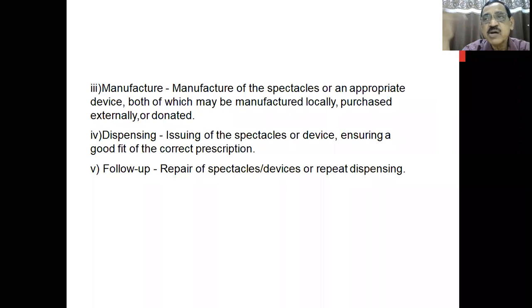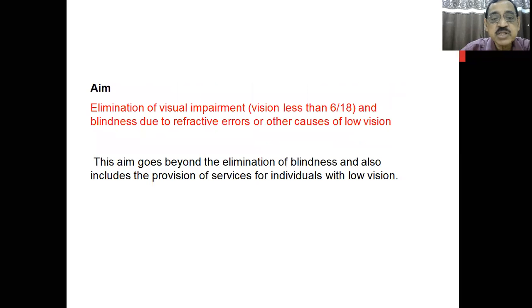These people will have to be followed up nearly every year, and if necessary, repeat dispensing must be done. So the aim is elimination of visual impairment, visual acuity less than 6/18, and blindness due to refractive errors or other causes of low vision. The aim goes beyond the elimination of blindness and also includes the provision of services for individuals with low vision.